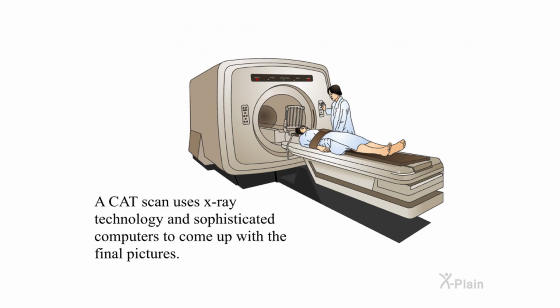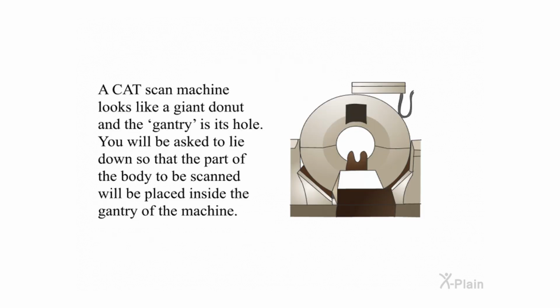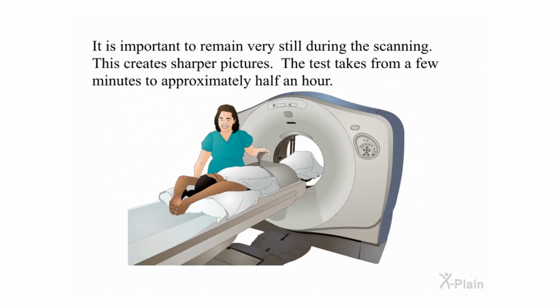Test. A CAT scan uses X-ray technology and sophisticated computers to come up with the final pictures. A CAT scan machine looks like a giant donut, and the gantry is its hole. You will be asked to lie down so that the part of the body to be scanned will be placed inside the gantry of the machine. It is important to remain very still during the scanning. This creates sharper pictures. The test takes from a few minutes to approximately half an hour.